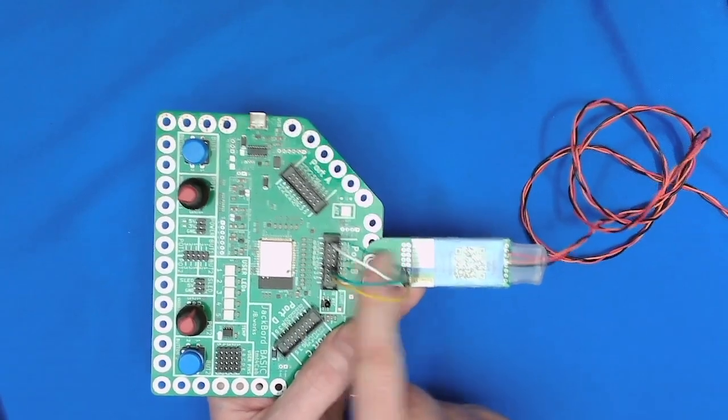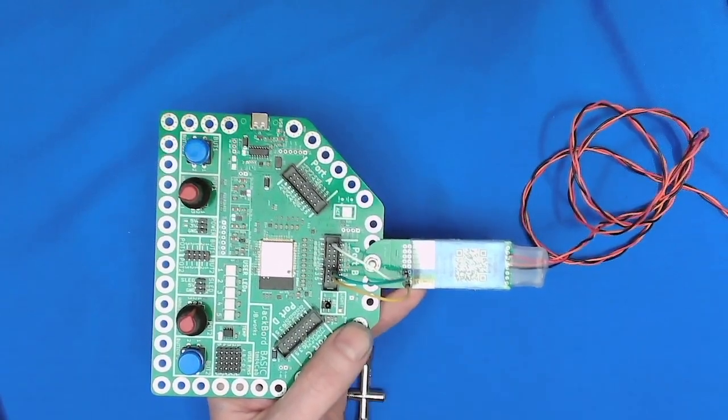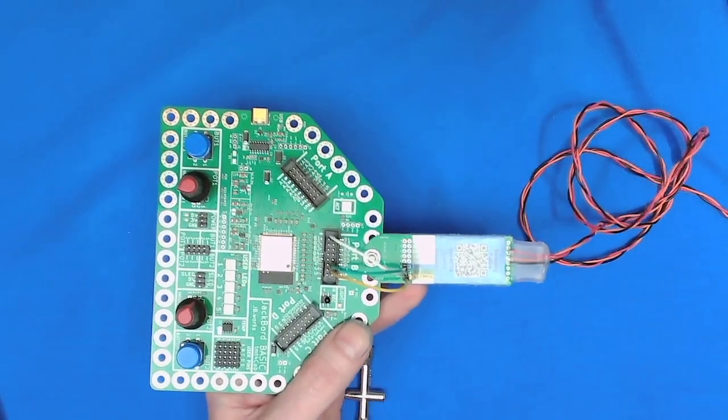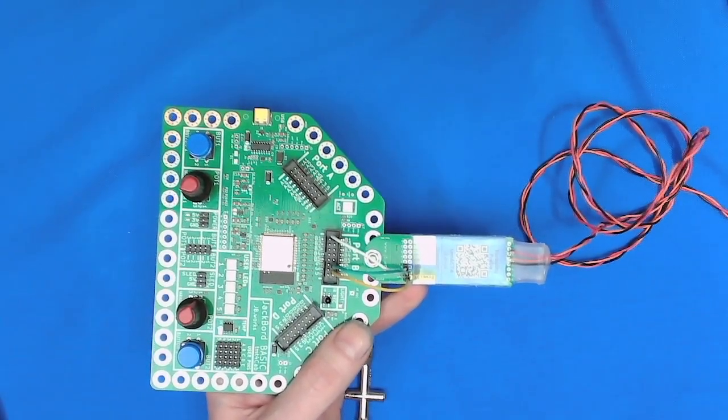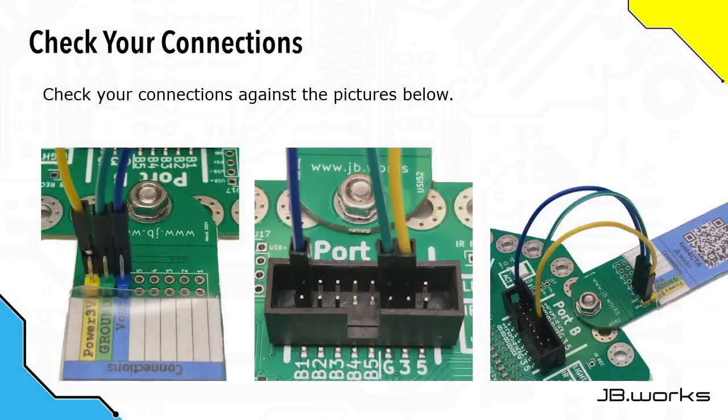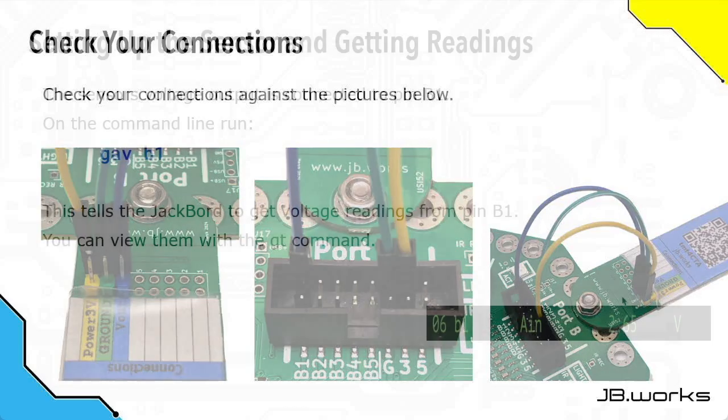And bolt the sensor above port B, because that's a very simple way to mount it. And notice that I've done it while the JackBord Basic is disconnected from the PC, so there's no power. Once you've made your connections, check them against these pictures to make sure that everything's connected okay.